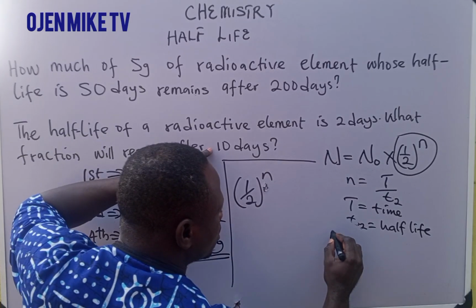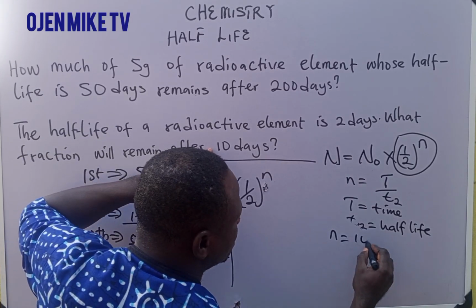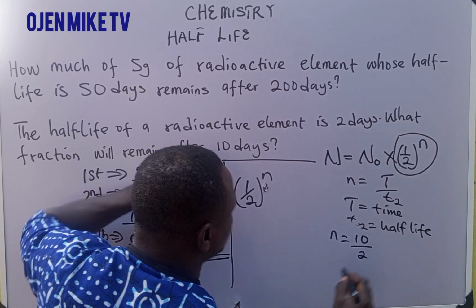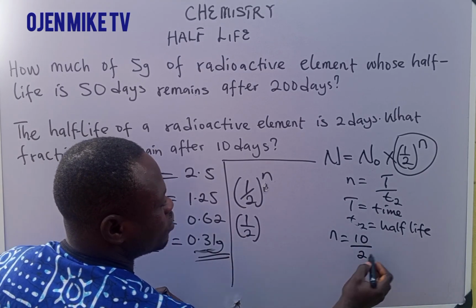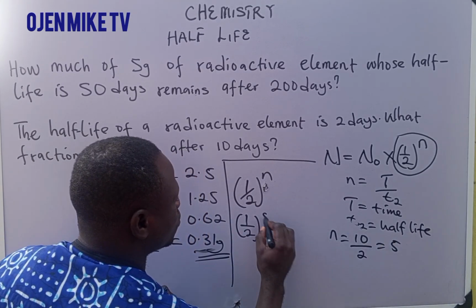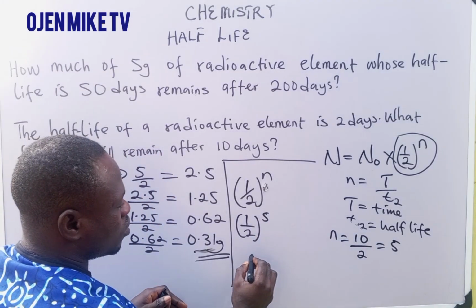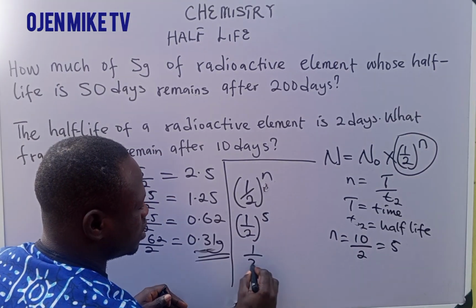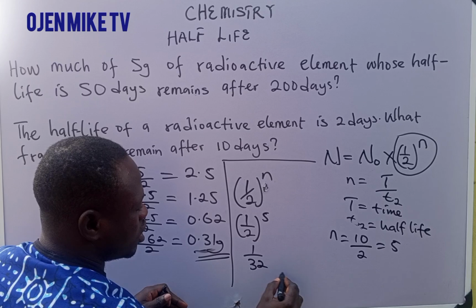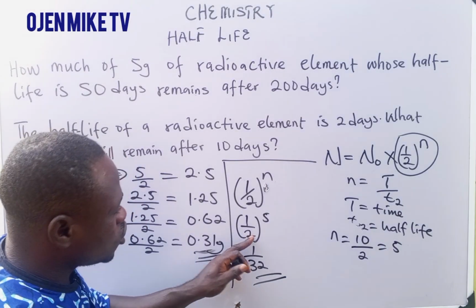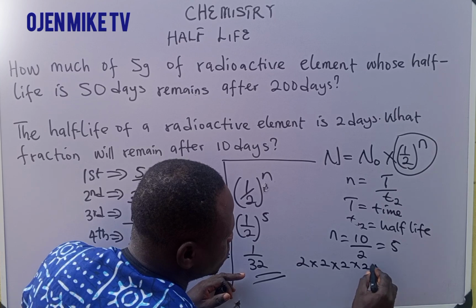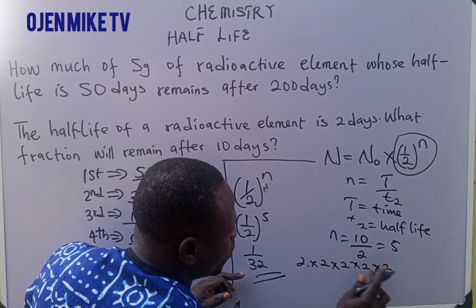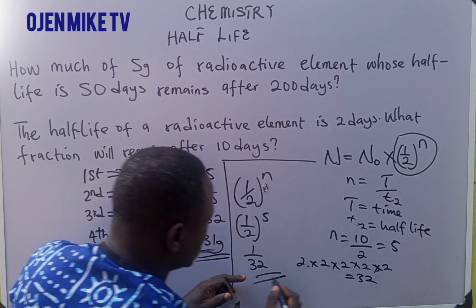So n will be equal to 10 divided by 2, which gives us 5. So here we raise half to the power of 5. It means that we have 1 over 32. That is the fraction that is left. This one means that 2 times 2 times 2 times 2 times 2, 1, 2, 3, 4, 5, equals 32. That is what it means.